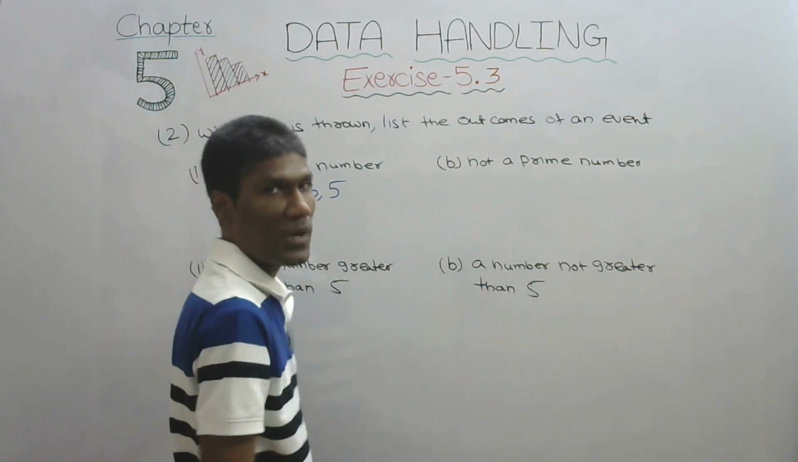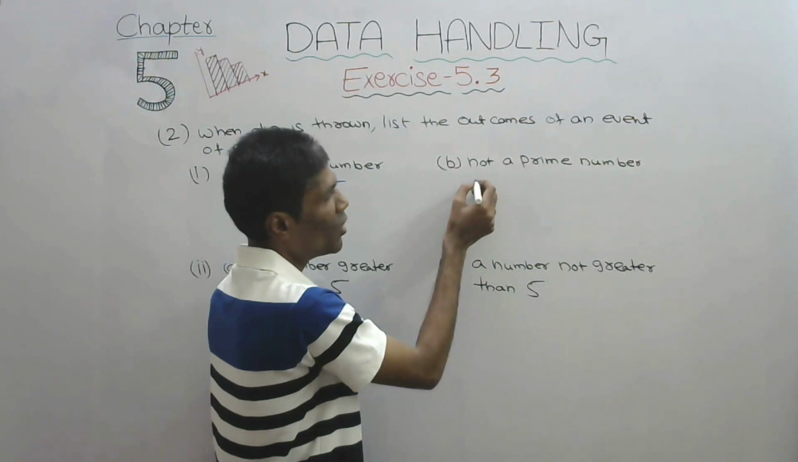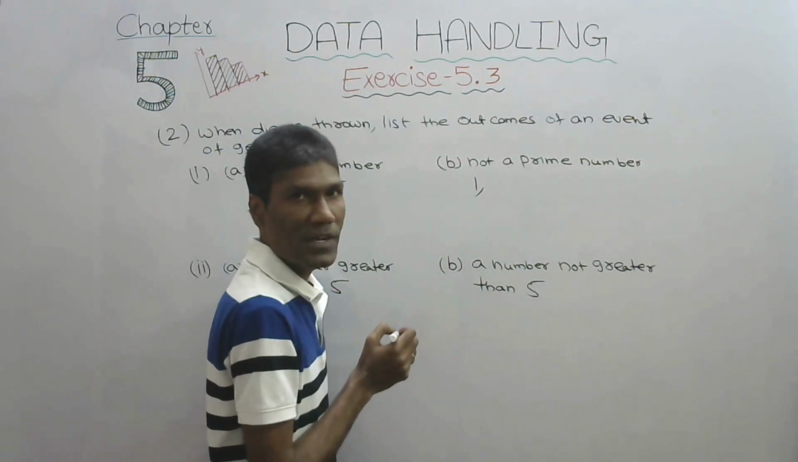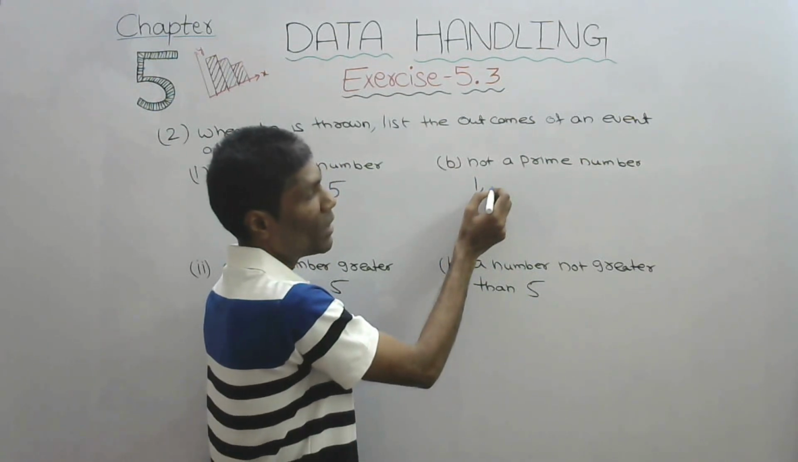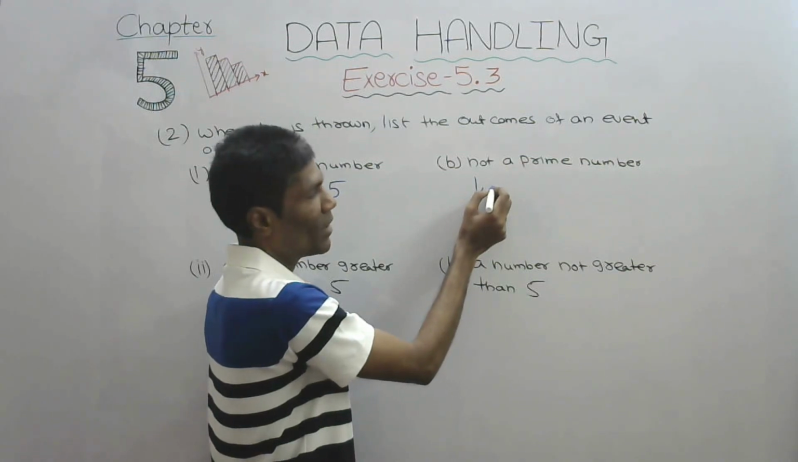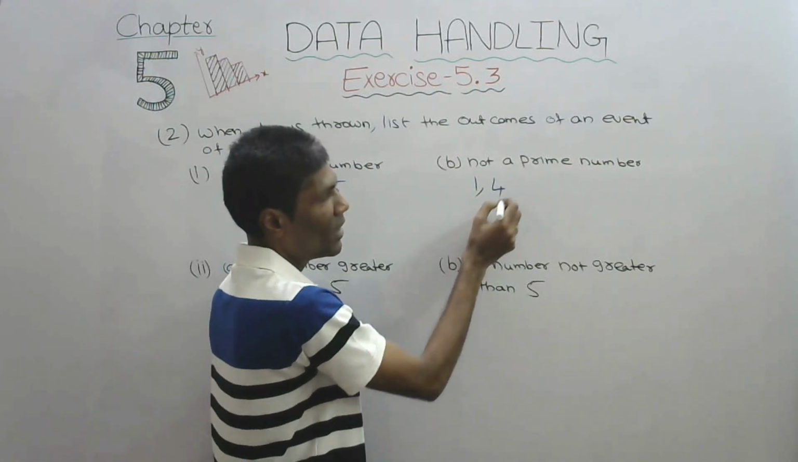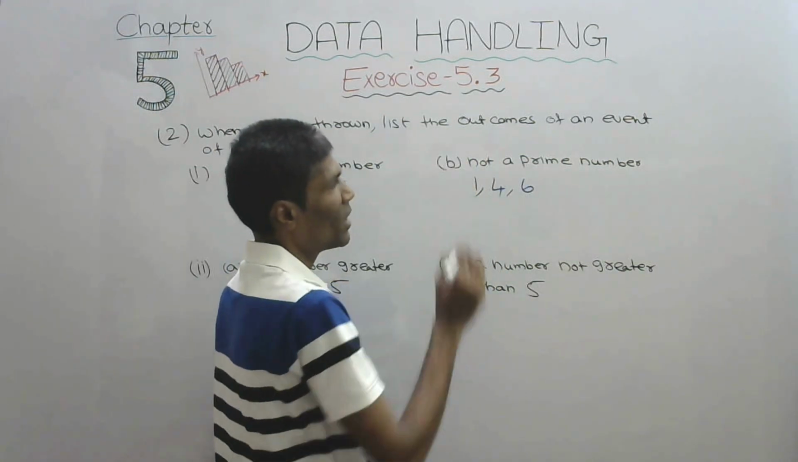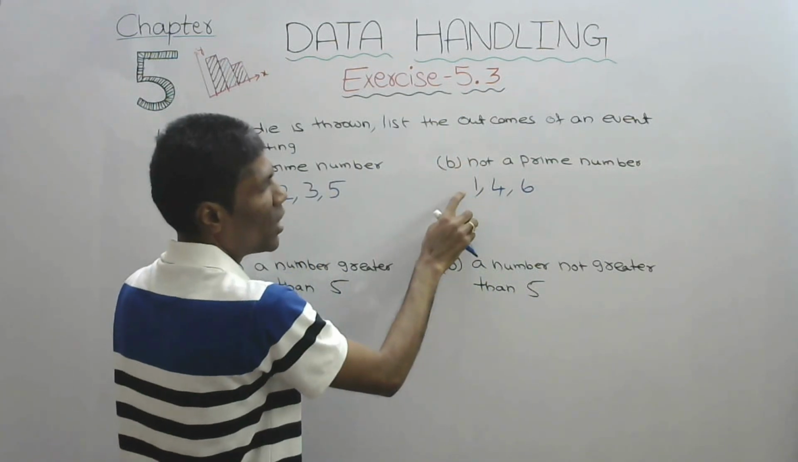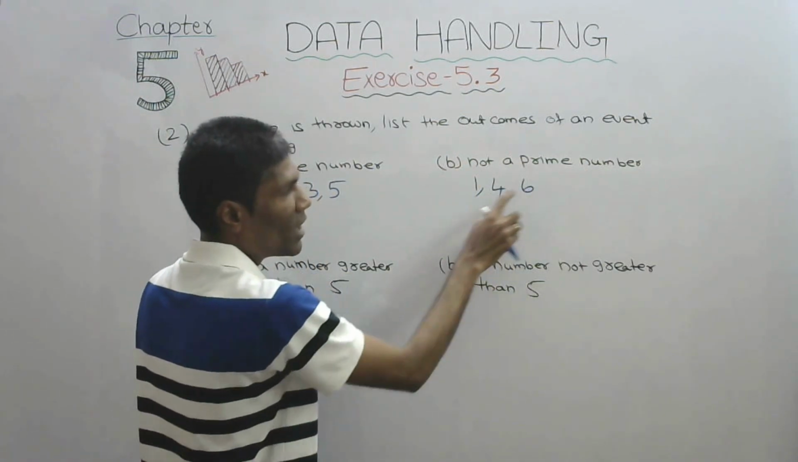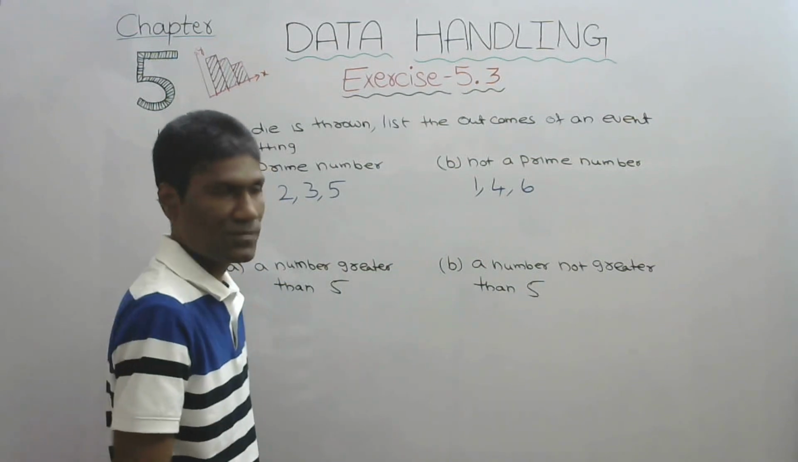Next, not a prime number. What are the numbers which are not prime? 1 is not prime. 2 is a prime number. 3 is also a prime number. 4, not a prime number. 6 is not a prime number. So, the outcomes of not a prime number are 1, 4, 6.